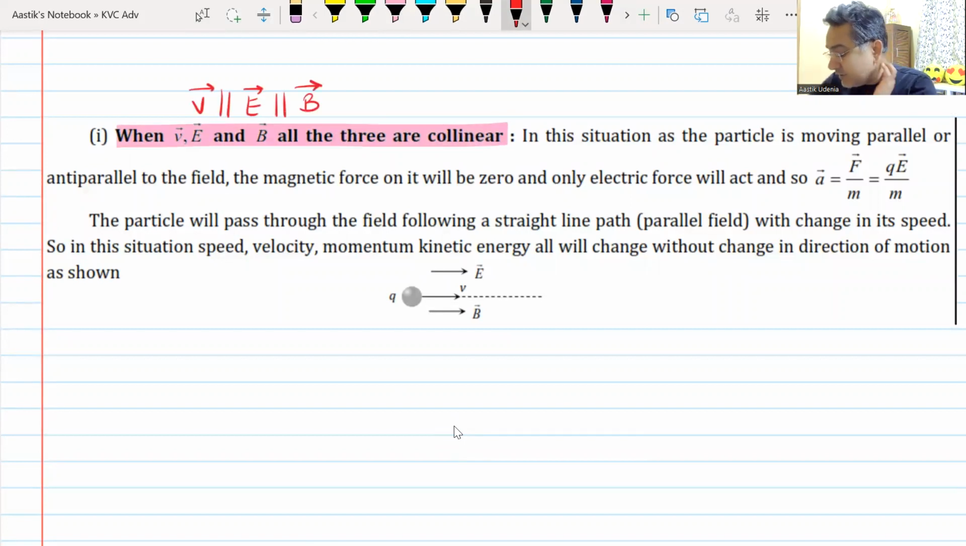So the case may be like this. As you can see here, the electric field is going in this direction, the magnetic field is going in this direction, and the velocity is in this direction. It could have been a different case as well, where the electric field might be going anti-parallel, the magnetic field might be going parallel, and so on. Now, in this particular case, what type of motion will the particle have?